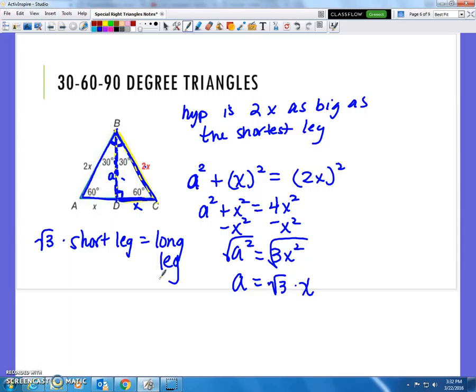These are both vice versa as well. Obviously, if I had the hypotenuse, I could divide it by 2 to get to the shortest leg. If I had the longest leg, I could divide it by the square root of 3 to get the shortest leg. So it's just a relationship in 30, 60, 90-degree triangles that you need to have down pat.